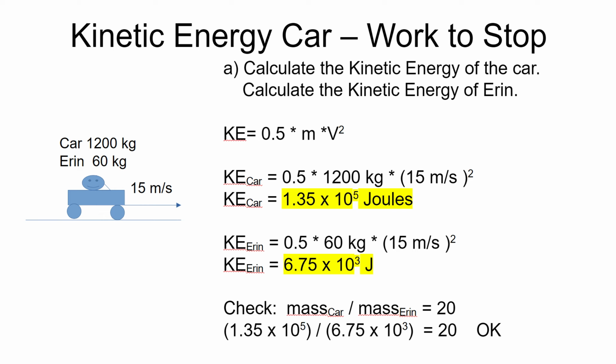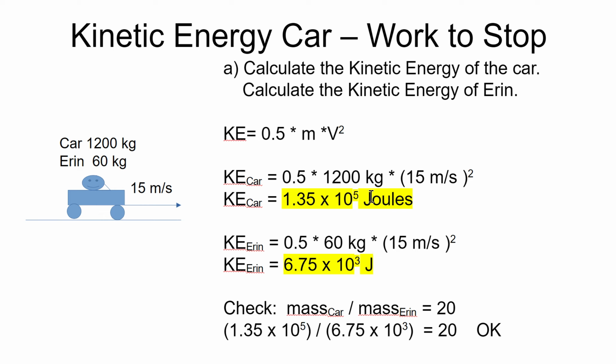But simple calculation to start with, kinetic energy is 1/2 mv squared. So 1/2, 1,200 kilograms for the mass of the car, 15 meters per second squared, and we get 1.35 times 10 to the 5th joules. For the person, the mass is different, 60 kilograms. The speed is the same. A person traveling in the car and the person have the same speed. But we have less mass, so the kinetic energy is smaller, 6.75 times 10 to the 3rd joules.